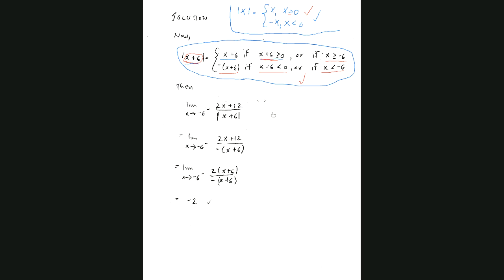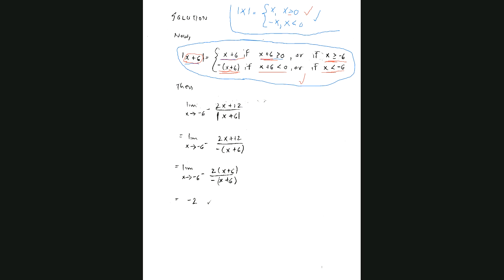The original problem was the limit as x approaches negative 6. It was a two-sided limit. We are going to evaluate the left-hand limit and the right-hand limit, and see if they equal each other. That's how we have to do it, because the expression for the absolute value of x plus 6 is different based on whether x is greater than negative 6 or x is less than negative 6.